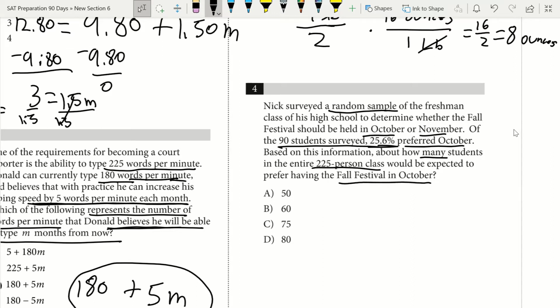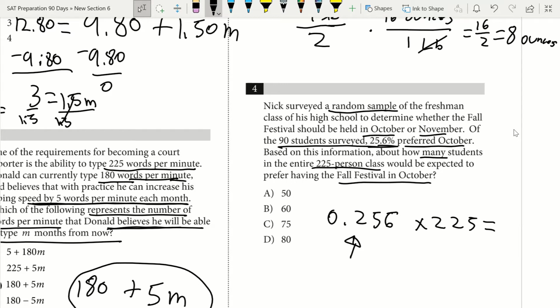fall festival in October? Well, we know that we have 25.6% prefer it in October, and we know that we have 225 people in his class. All right, so I took this 25.6% and I wrote it as 0.256 because that's what we do with percents when we have to multiply.